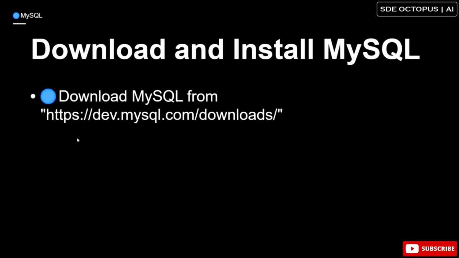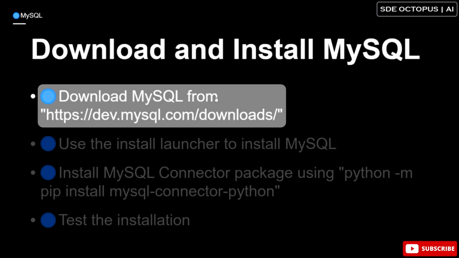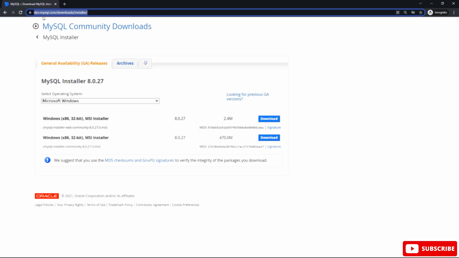Hello and welcome to this lesson about downloading and installing MySQL, or the install launcher, to install MySQL locally on our device. First of all, you need to download MySQL from this URL or this link. Let's go to this website to download the install launcher or the community installer to install MySQL, and after downloading this installer, follow the steps to install it successfully. Let's see that. In the search box, type this URL and hit enter, and this will bring you to this website here.